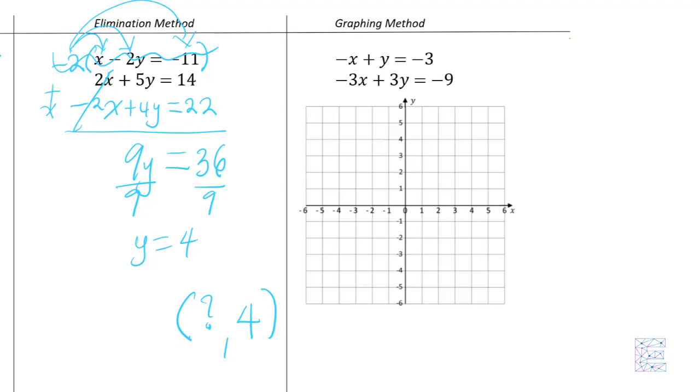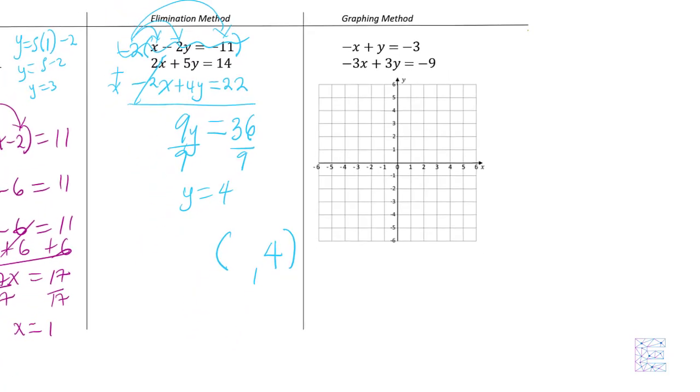Just like we did with the previous problem, all you need to do is take the 4 and plug it back into one of these original equations. Doesn't matter which one. Just go with the one that you know is easier to work with. And I'm guessing we can use the top equation, this one over here. So let's go ahead and plug in 4 in place of y.